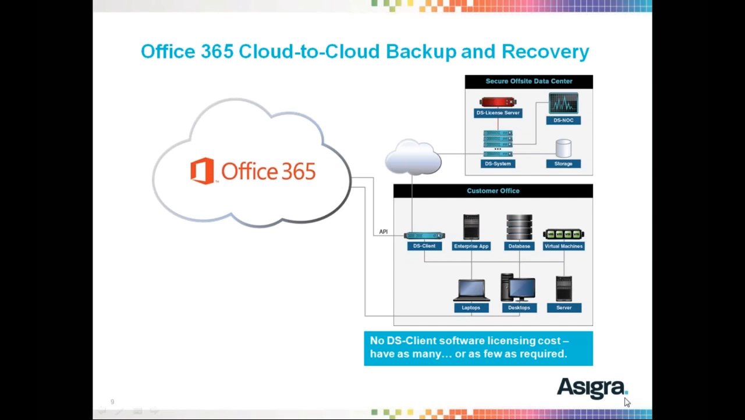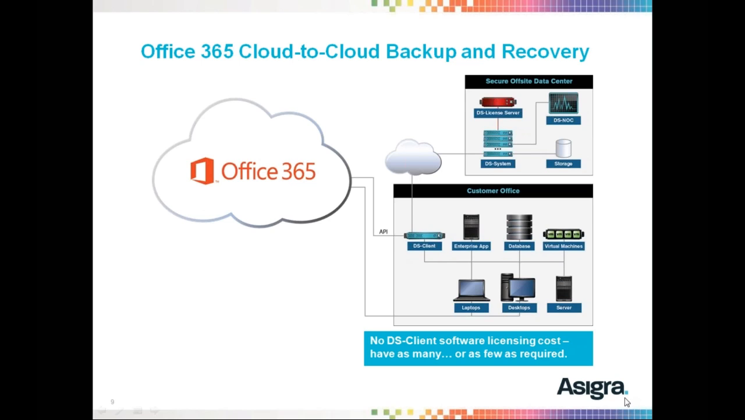The DS client will be able to natively talk to Office 365 using that API and pick up whatever you choose to back up, whether it's Exchange or SharePoint or one or the other. It's your choice of backup activity. Keep in mind, the DS client, like it normally would, will bring down the data, collect the data, process the data, encrypt the data, and send it over to the DS system.